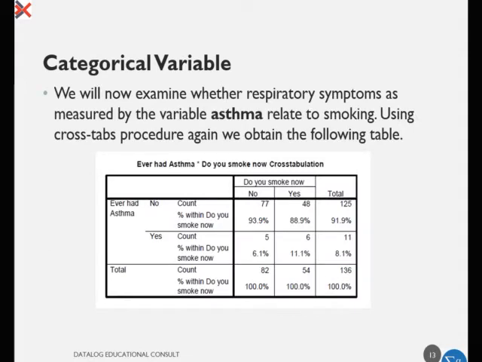Now, we will examine whether respiratory symptoms as measured by the variable asthma are related to smoking. Using the cross-tab procedure again, we obtain the following table. Let us do that. We want to examine whether respiratory symptoms as measured by the variable asthma are related to smoking using the cross-tabulation procedure. Again, let us do that. That is, we want to generate a cross-tabulation of ever had asthma and do you smoke now.